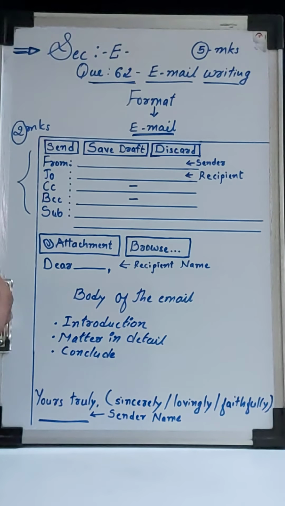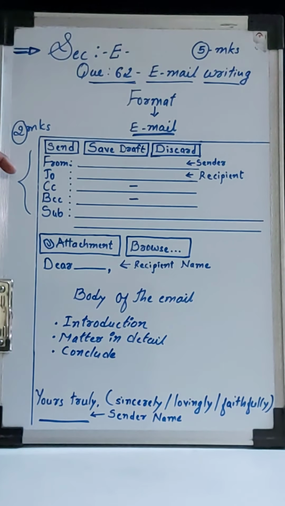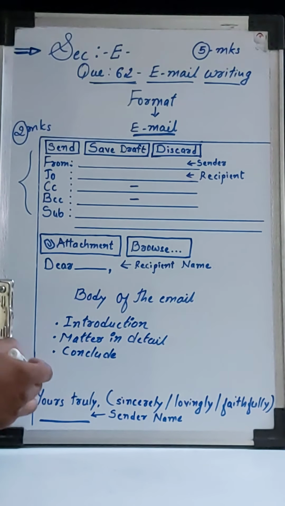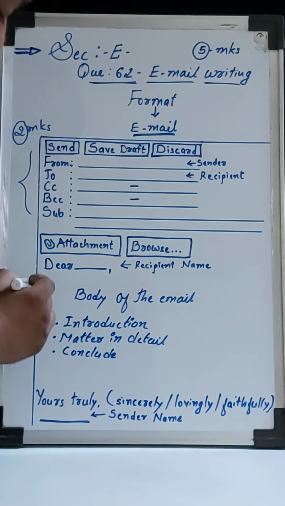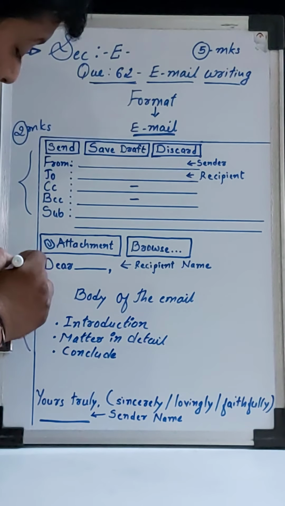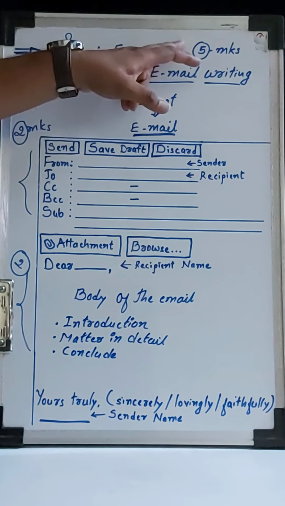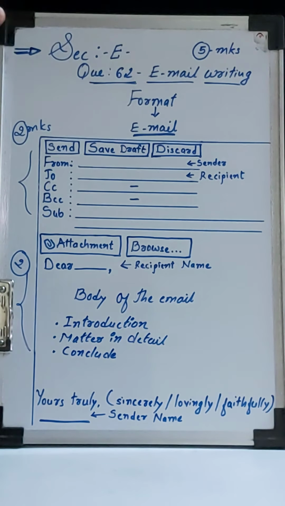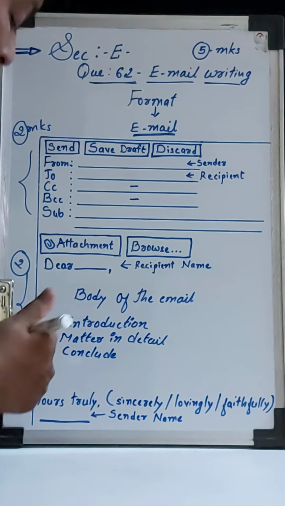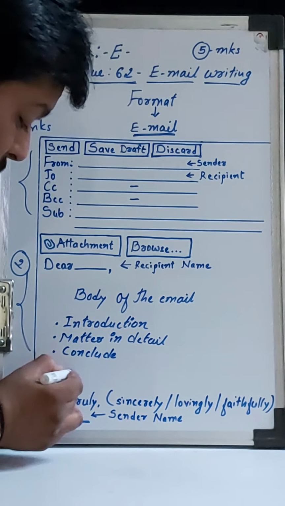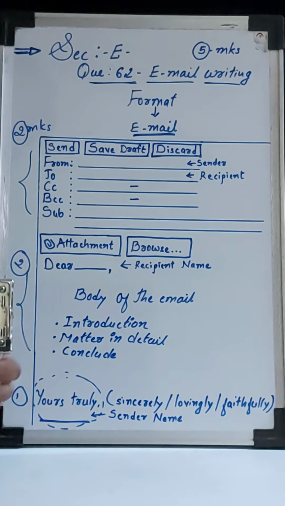Students, as you have seen, I have mentioned 2 marks from Send to Subject. Now again, from Dear to the body of the email, you will be given 2 marks. So 2 plus 2 is 4. The email carries 5 marks, so the last 1 mark is most important. That is only for the complimentary clause.